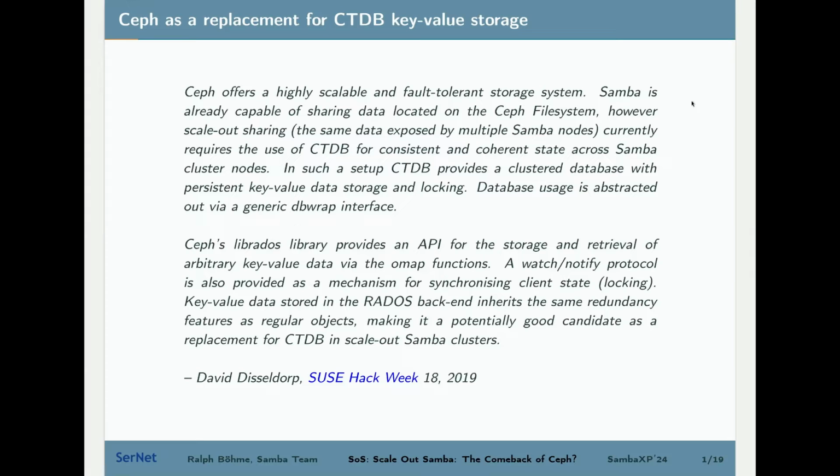Ceph's Librados library provides an API for the storage and retrieval of arbitrary key value data via the OMAP functions. A watch notify protocol is also provided as a mechanism for synchronizing client state, including locking. Key value data stored in the Rados backend inherits the same redundancy features as regular objects, making it a potentially good candidate as a replacement for CTDB in scale-out Samba.